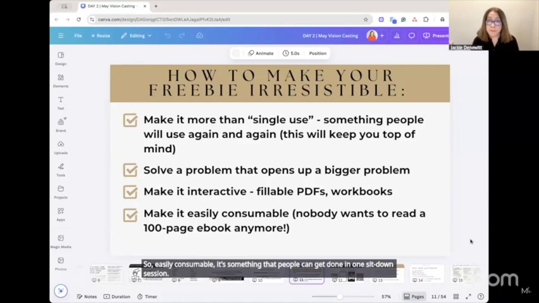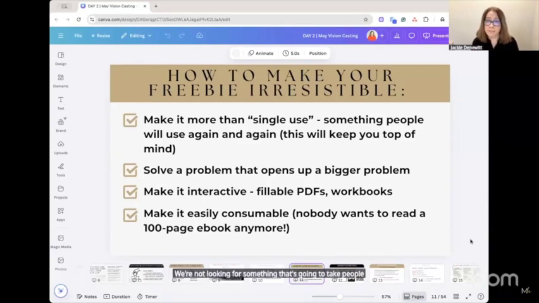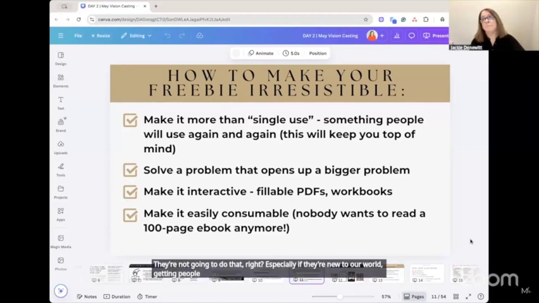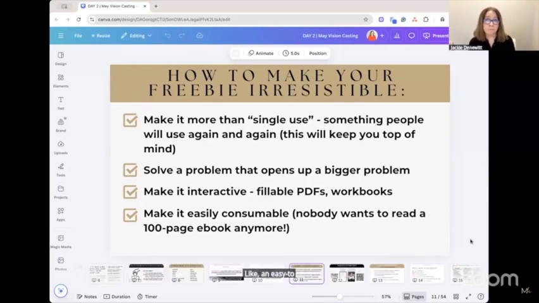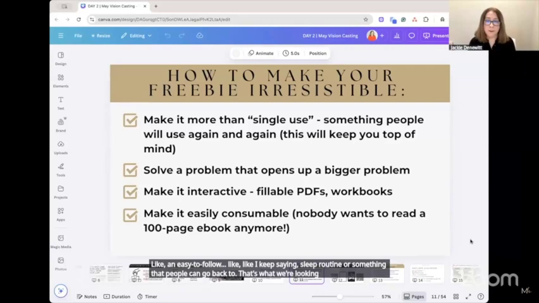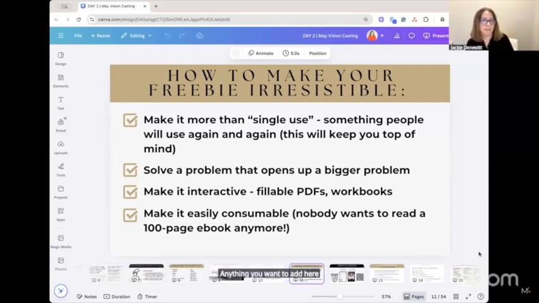We're not looking for something that's going to take people weeks to consume, because the reality is they're not going to do that, right? Especially if they're new to our world. Getting people bought in right off the bat, that's tough. So we're definitely looking for something that people can dip their toe in, like an easy-to-follow sleep routine or something that people can go back to. That's what we're looking for. Nothing crazy.